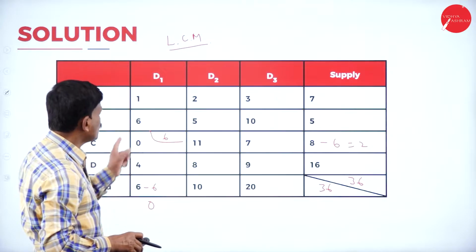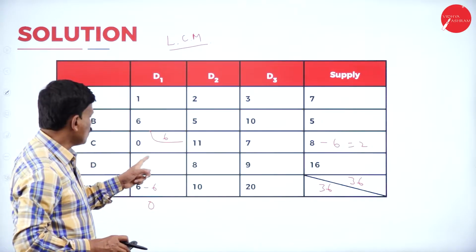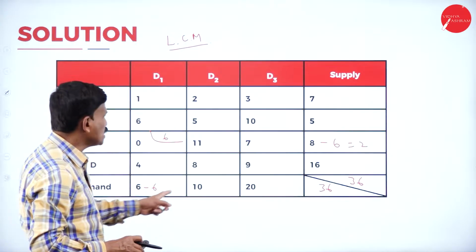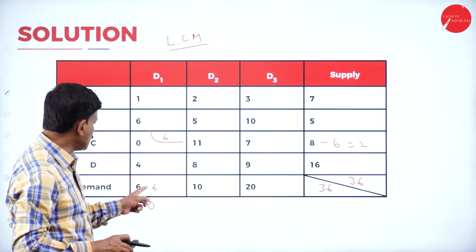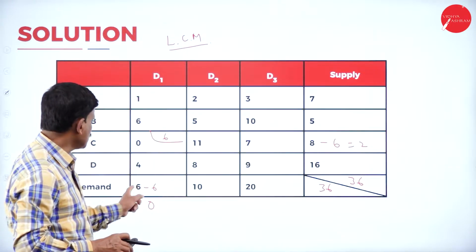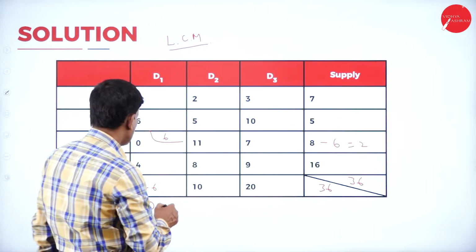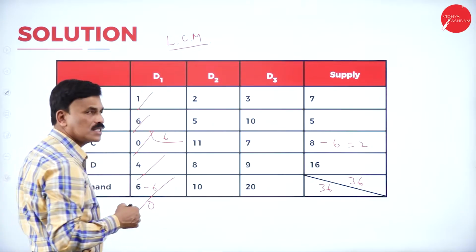So, just listen. Find out the least value in the cell. The least value is 6. For this 6, find out the demand and the supply. Demand is equal to 6 and the supply is equal to 8. The least value in the demand and supply is 6. You can allocate 6 here. 6 minus 6 gets cancelled. 8 minus 6 is equal to 2. So, once this becomes 0, the entire row gets cancelled.